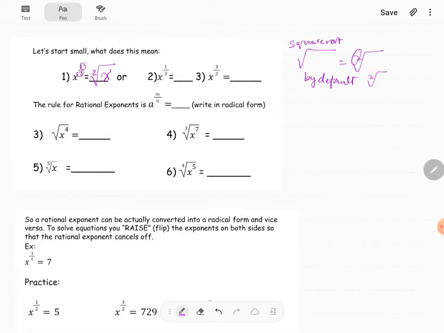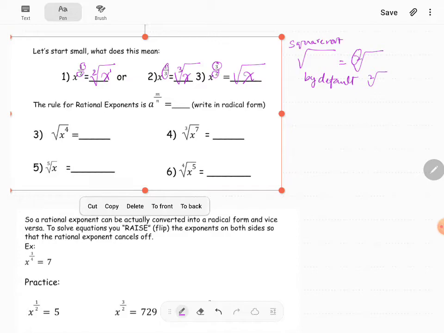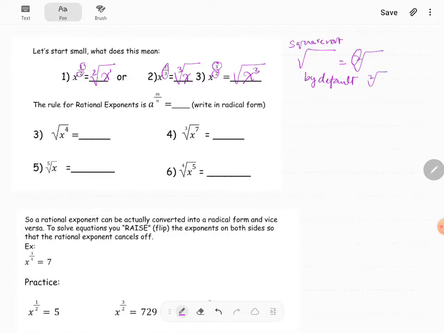But when it comes to x to the one third, and from now on, any number other than 2, we must write it in the cup. It's cube root of x, because it's a 3. And here we have a 2 again, so we don't have to write the number. But this 3 will go as the exponent, x cubed. So square root of x cubed is what it really means.